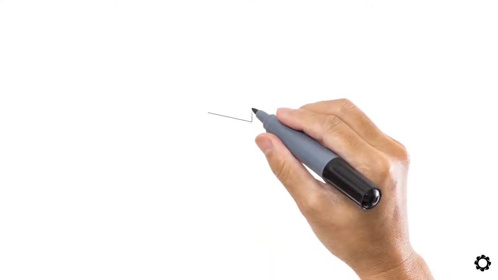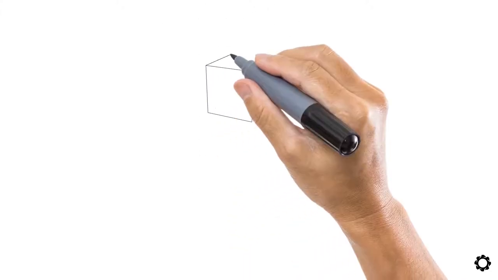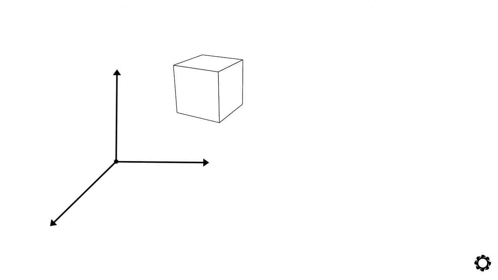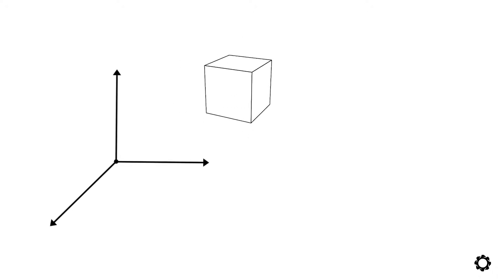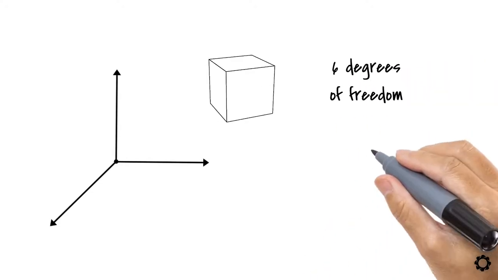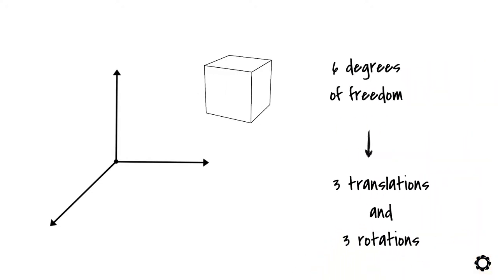Let's bring a block of mass. If we think that this block is floating in space, and we additionally consider that we will measure every possible movement using a Cartesian coordinate system, you can see right away that the block could translate in three directions, and it can also rotate about the three Cartesian axes. We say that the block has 6 degrees of freedom, 3 translations and 3 rotations.